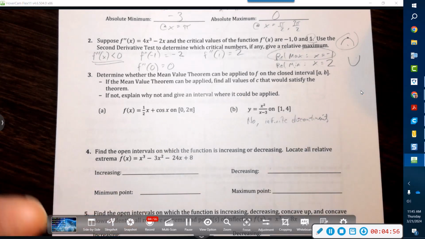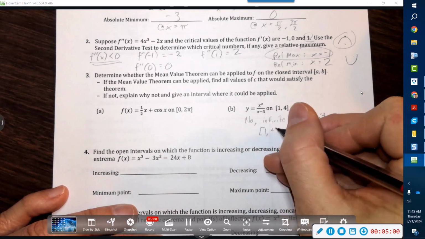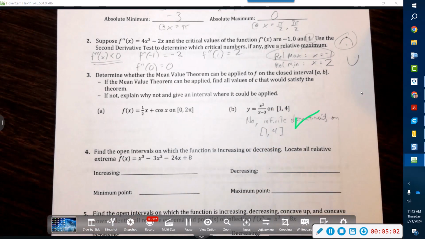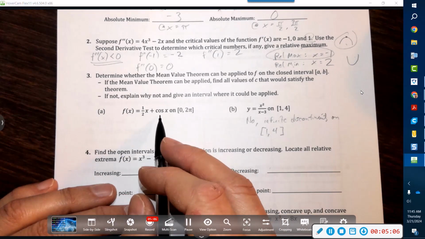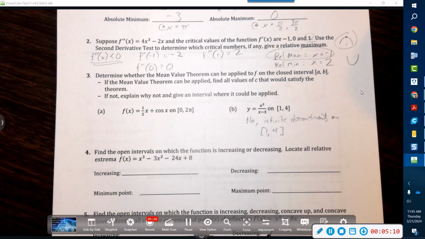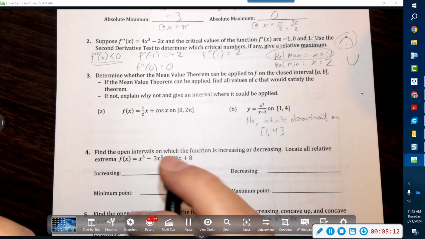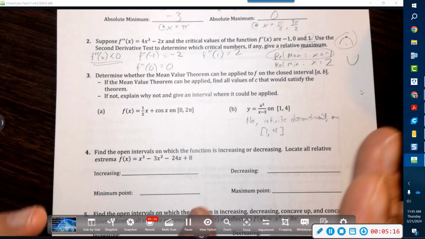Or you could just say not continuous from 1 to 4, so the MVT will not apply. Over here, though, this is a line in a trig function, so that's going to be nice and smooth, no division by 0. So we're going from 0 to 2 pi. What we need to do is find the average rate of change.